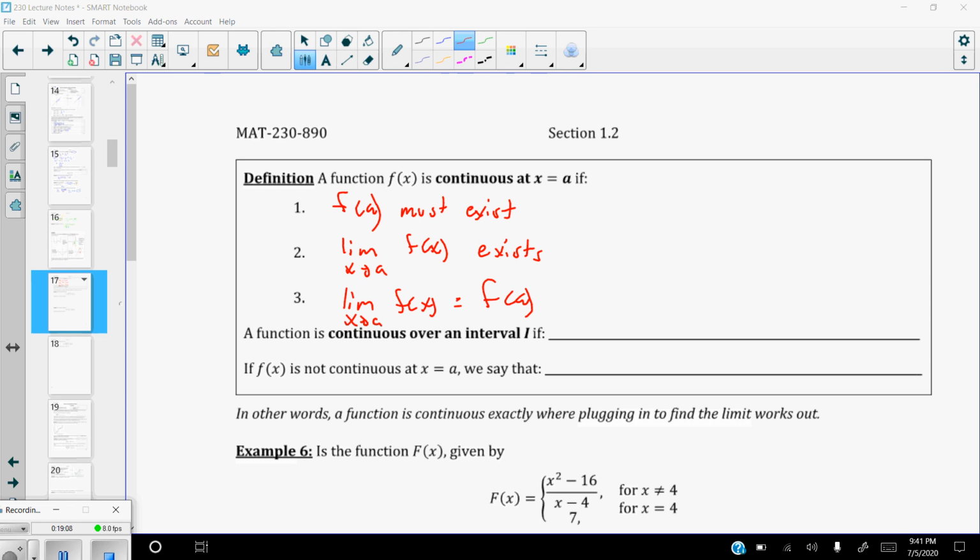Okay, so we say a function is continuous over an interval I if the limit as x approaches a of f(x) equals f(a) on the interval I. If f(x) is not continuous at x equals a, then we say f(x) is discontinuous.